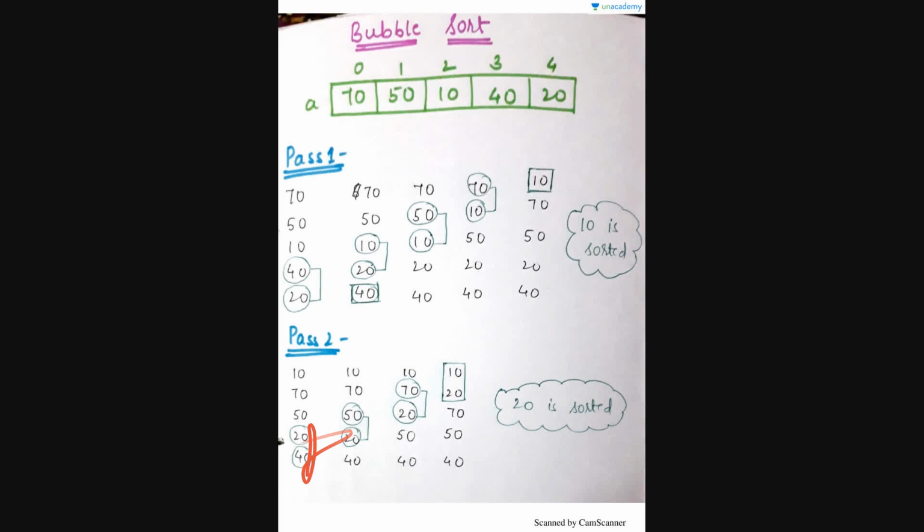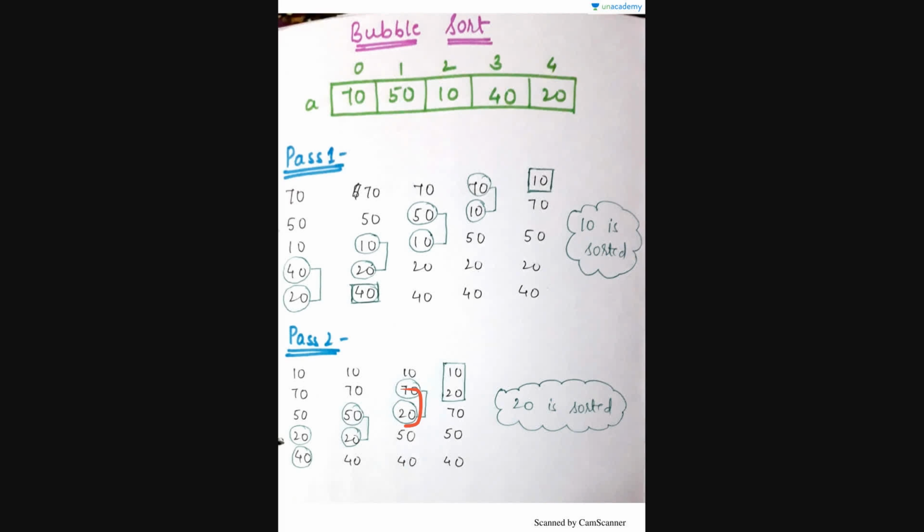So we'll go for the next. 20 and 50. 20 is smaller than 50, so we have to swap this. So 20 and 50 get swapped. After this, 40 and 50 is done. Then 20 and 70 will go. But 20 is smaller than 70, so we have to swap this.